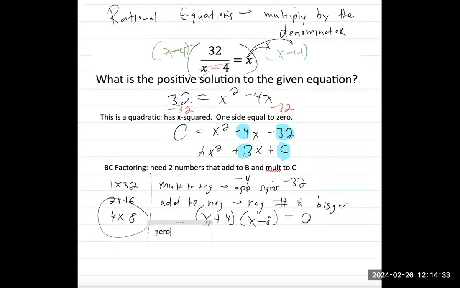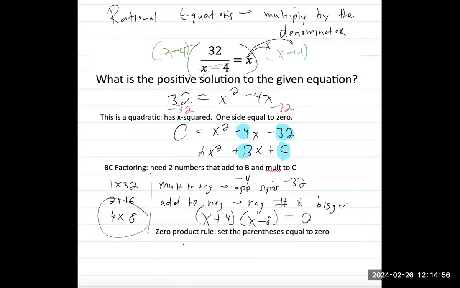Now we have the zero product rule. The zero product rule says that if you have parentheses multiplied together and the answer is 0, that could only happen if one of them is 0. So you're going to set the two parentheses individually equal to 0. So let's go ahead and do that.